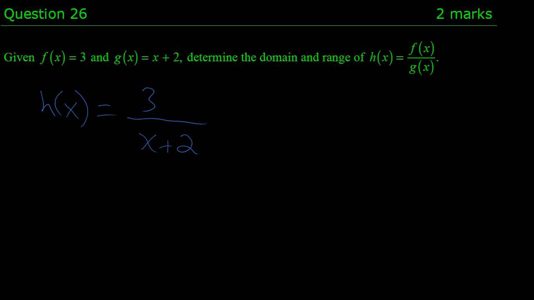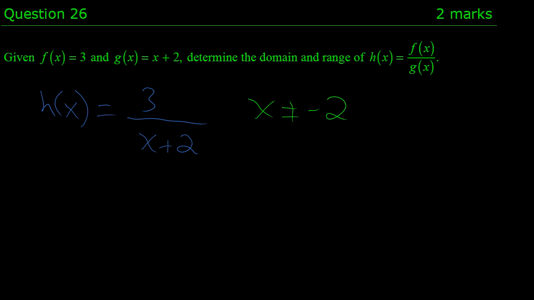When we're getting domains of rational expressions, we want to think about the restrictions. So the restriction on this is we cannot divide by 0. So the restriction on this is x cannot equal negative 2.